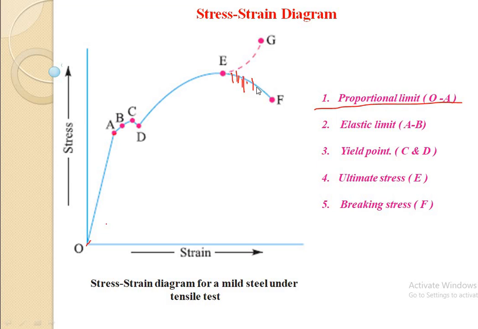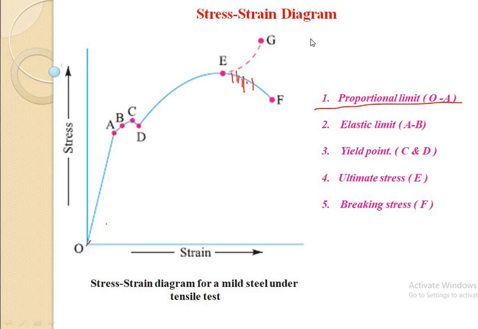At point E, the rod will have the minimum cross-sectional area. Hence beyond point E, if we apply a little load, there is a chance of the component breaking. At point F, the material will break, that's why it is known as the breaking stress. For designing a component, if the material is ductile, then we use yield stress as a design criterion, and if the material is brittle, then we use ultimate stress as a design criterion.